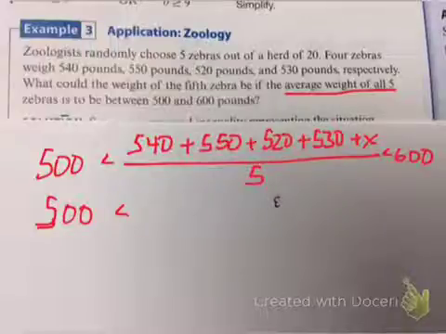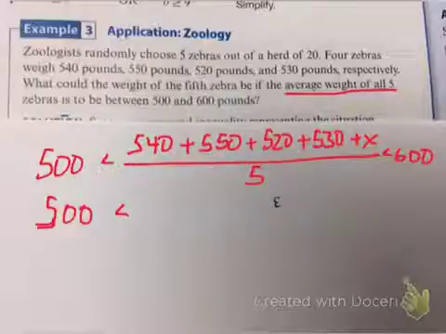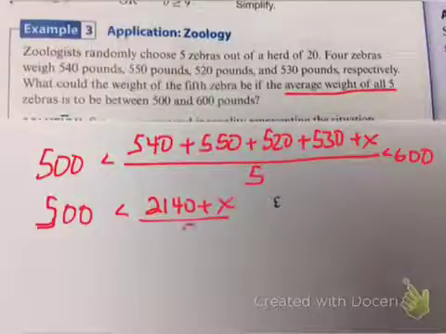All right, so when we add those values together up top, we get 540 plus 550 plus 520 plus 530. What would that be? 2,140? 2,140 plus X over 5 is less than 600.